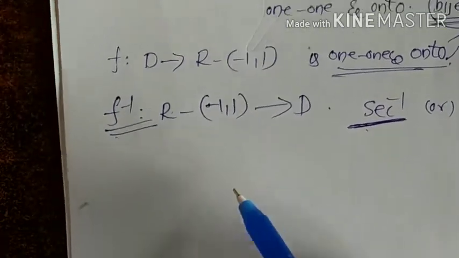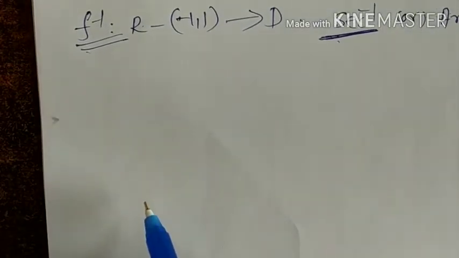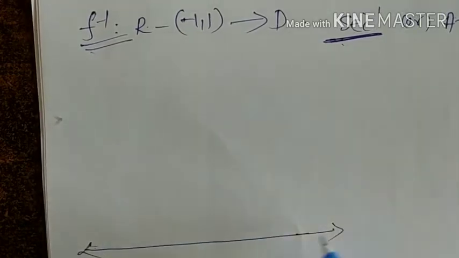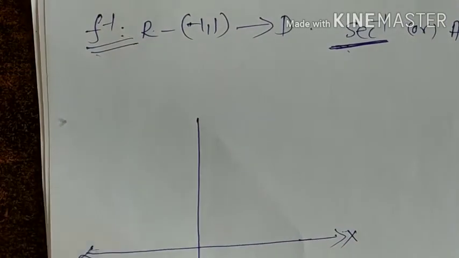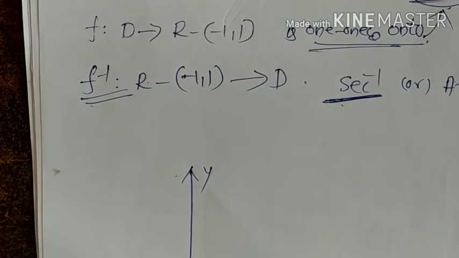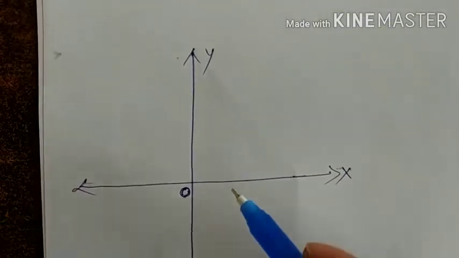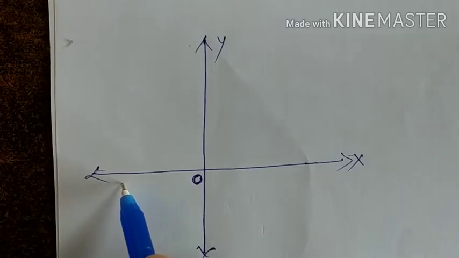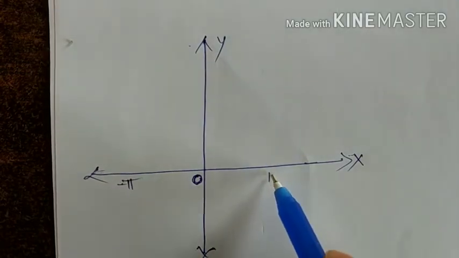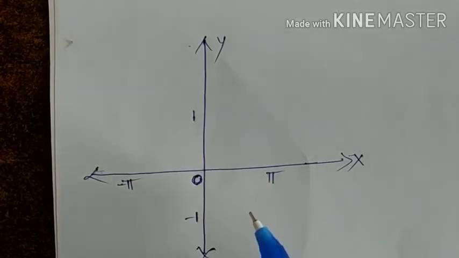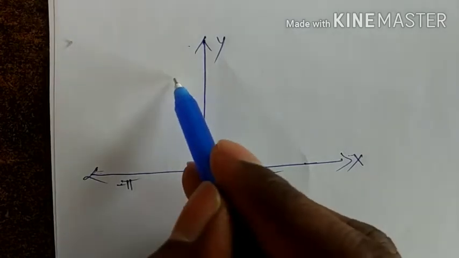Okay, now let's see the graph of secant function. Afterwards we will look into the graph of inverse of secant function. First, the graph of secant function. This horizontal line represents the x-axis and this vertical line represents the y-axis. This intersection point is called the origin. So here the intervals on the x-axis are minus pi and plus pi. Here the range is 1 and here it is minus 1. So the general graph is observed like this.